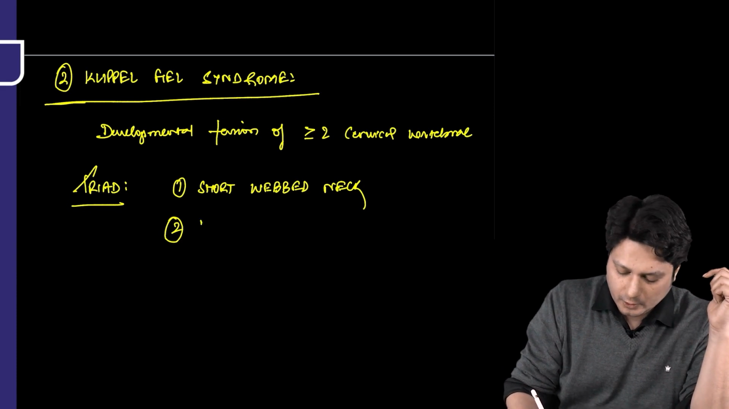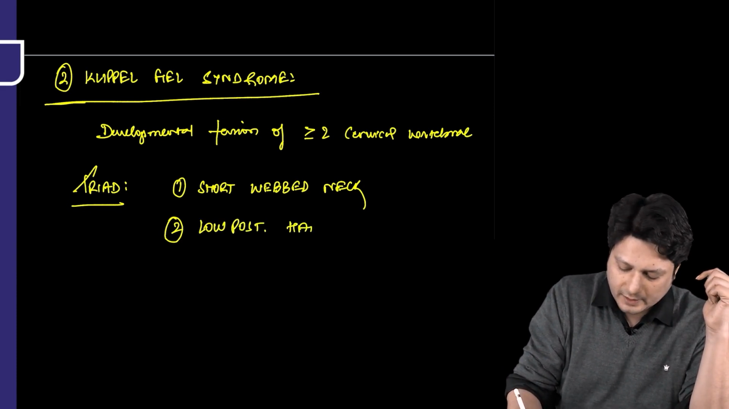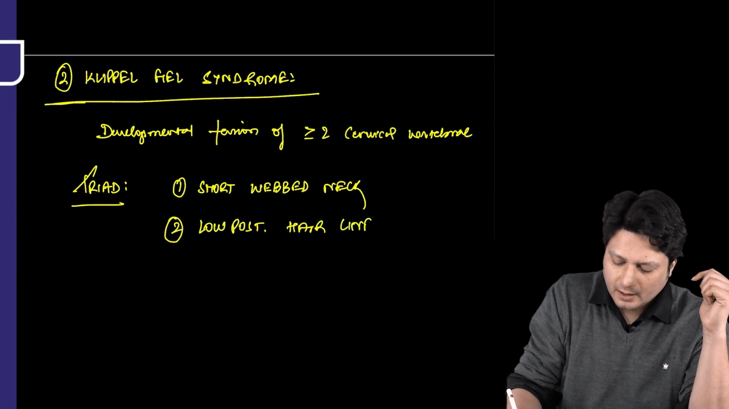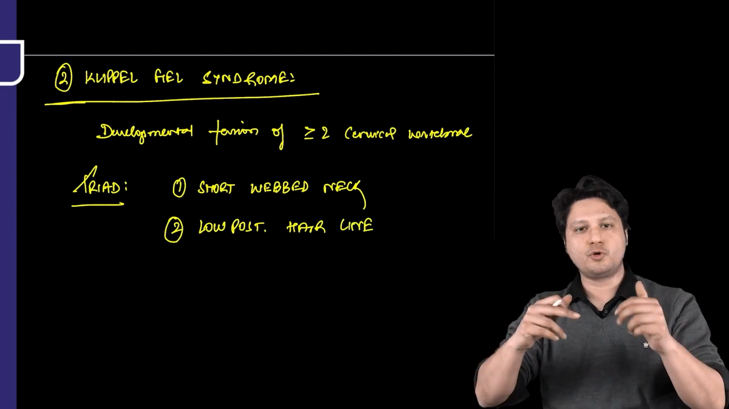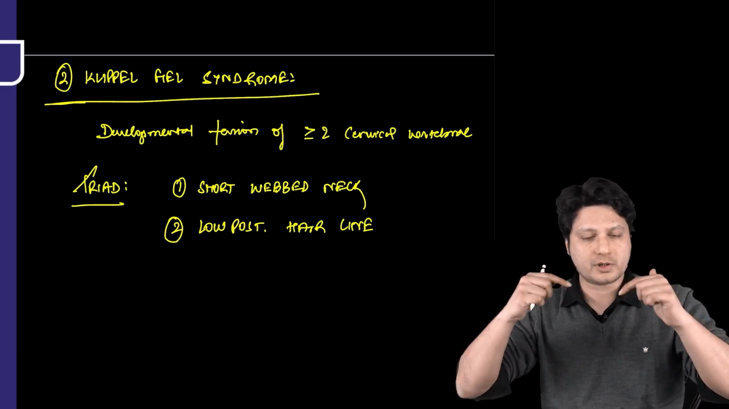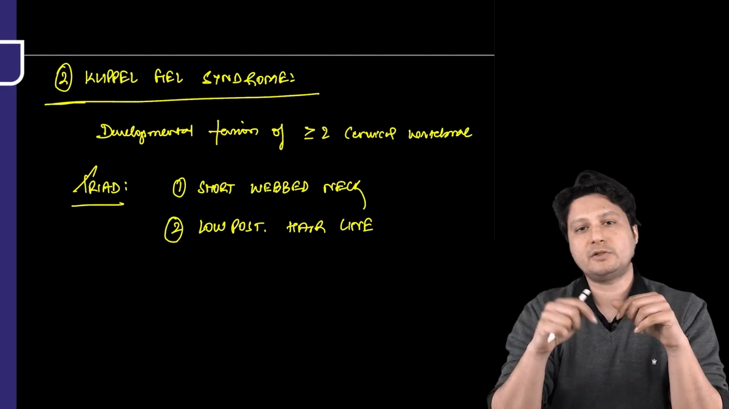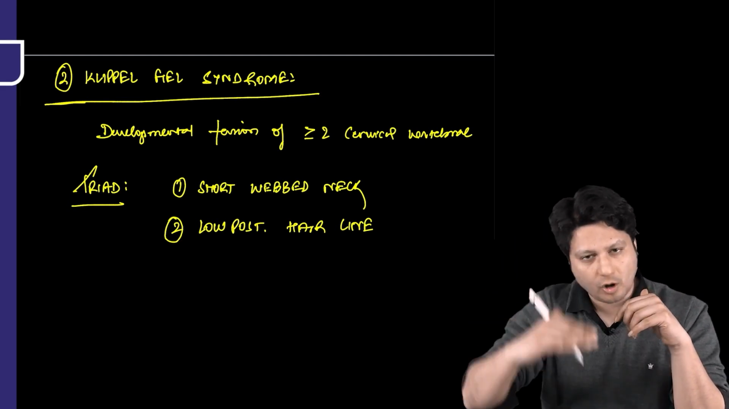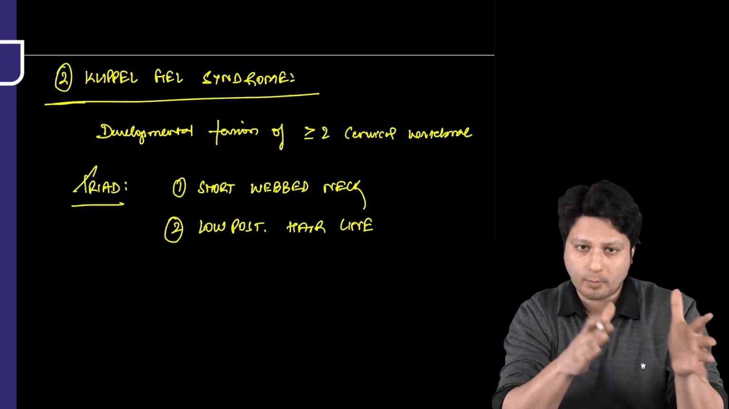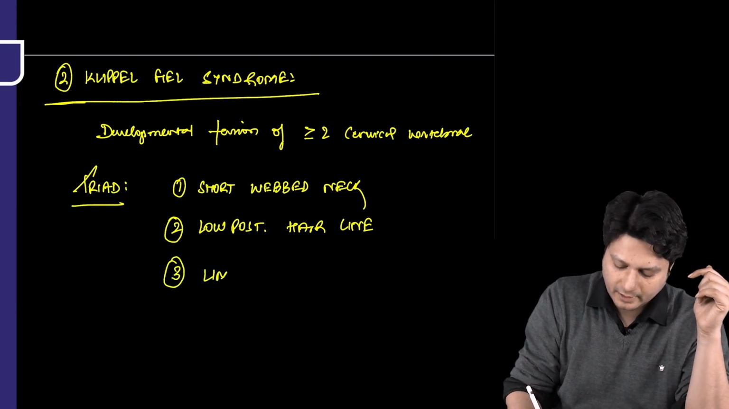Point number 2 is low posterior hairline. Now, it is again not very difficult to understand that the posterior hairline is usually occipital, but when the neck is relatively shorter, then the posterior end of the hairline is going to be reaching a lower level. That means involving half of the cervical region or up to the base of the cervical region. So, low posterior hairline. And finally, there will be a limitation of cervical movement.